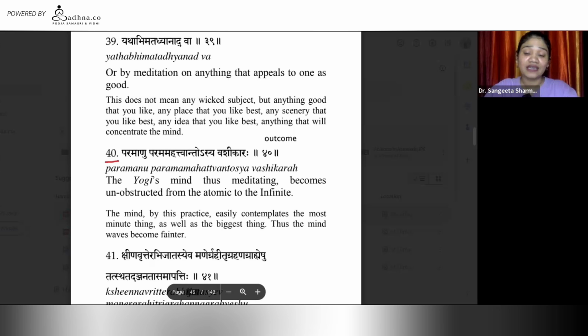He will get Vashikara Sangya. If you see this, Paramanu Param Mahatvanto Asya Vashikara. Vashikara is a power where a person's mind can control the 24th tattva. So in Sankhya Darshan we have 24 tattvas, and a person who is focusing on these given remedies can control from Paramanu to Param Mahatva. The yogi's chitta can control it, and this power you call Vashikara Sangya.